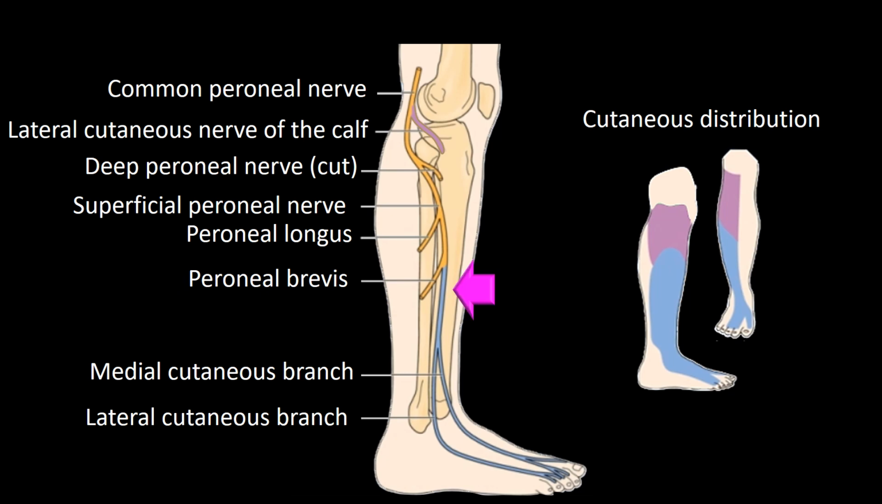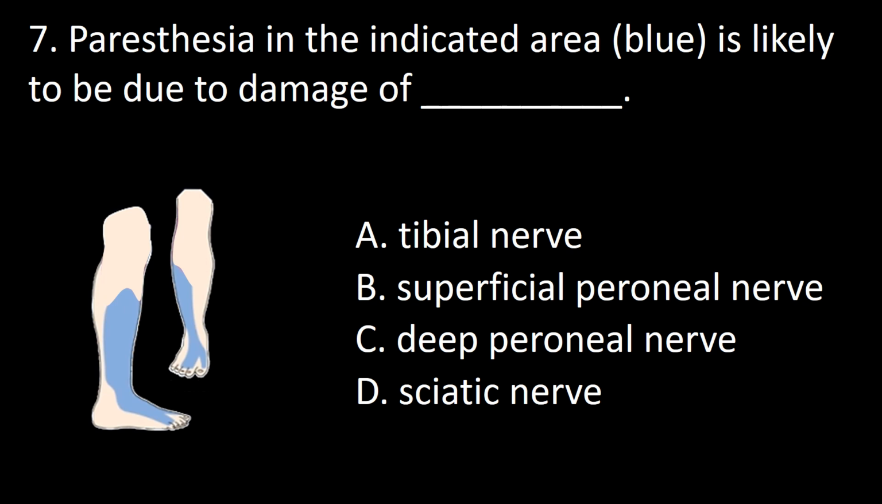The terminal branch of the superficial peroneal nerve is a cutaneous branch. This branch soon divides into the medial and lateral cutaneous branches. The cutaneous distribution innervated by the cutaneous branches of the superficial peroneal nerve corresponds to the lower lateral anterior region of the lower leg and the dorsum of the foot, but not the first web space, which, as you know, is innervated by the deep peroneal nerve. So the answer to this question is B.